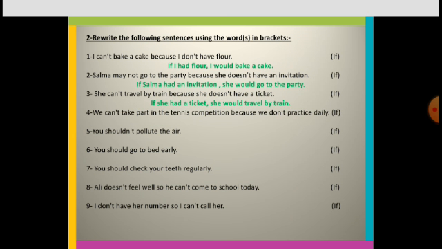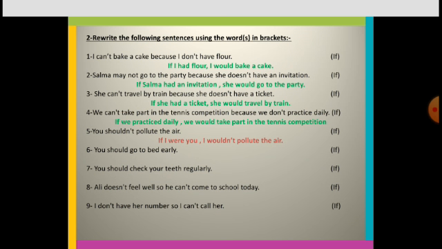What about number 4? I will give you a minute to think about the answer. We can't take part in the tennis competition because we don't practice daily. Think. Alright? If we practiced daily, we would take part in the tennis competition. Number 5. Use if instead of should or shouldn't. You shouldn't pollute the air. I will do this. If I were you, remember, if I were you, I wouldn't pollute the air.